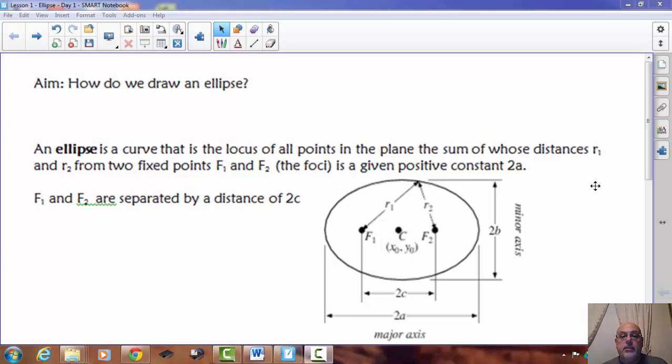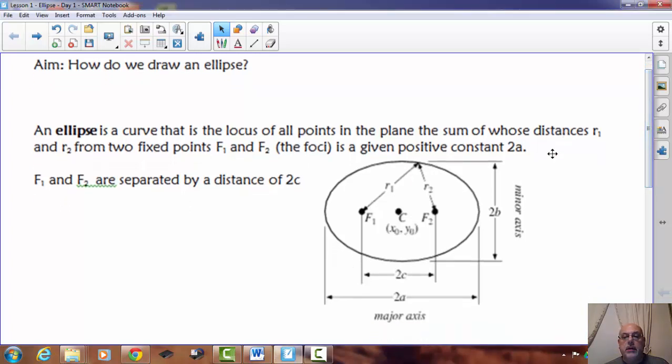And the sum of those is a positive number. It's a constant, so it's 2a. Okay? We're going to talk about all this as we go through this. The distance from one focus to the other is a distance called 2c. And again, we'll look at what that means. So this is the standard diagram of what we would look at for an ellipse.